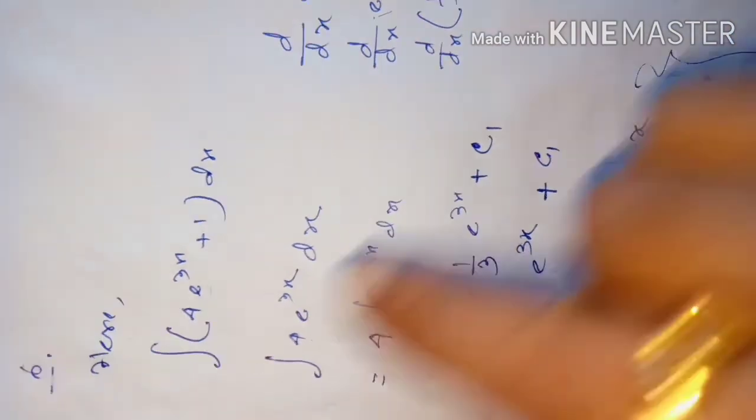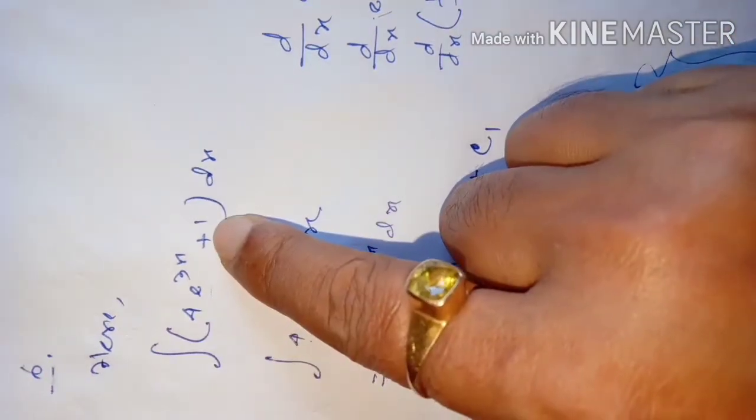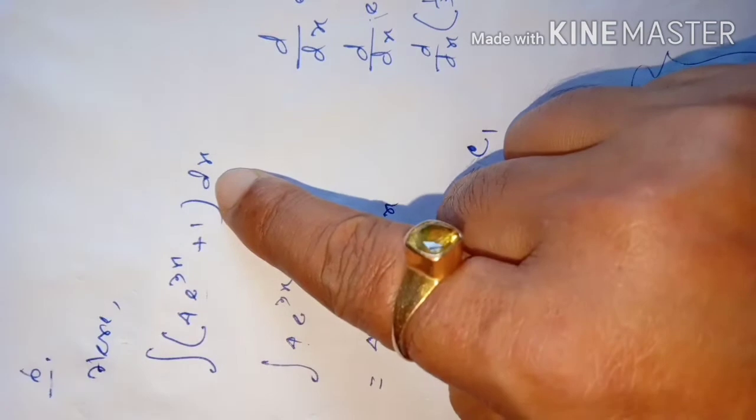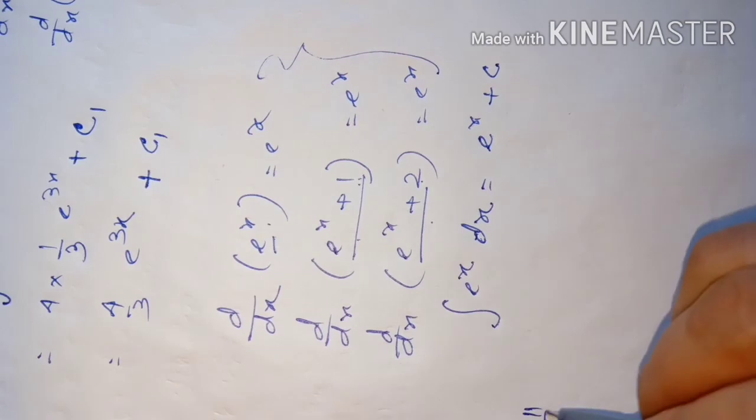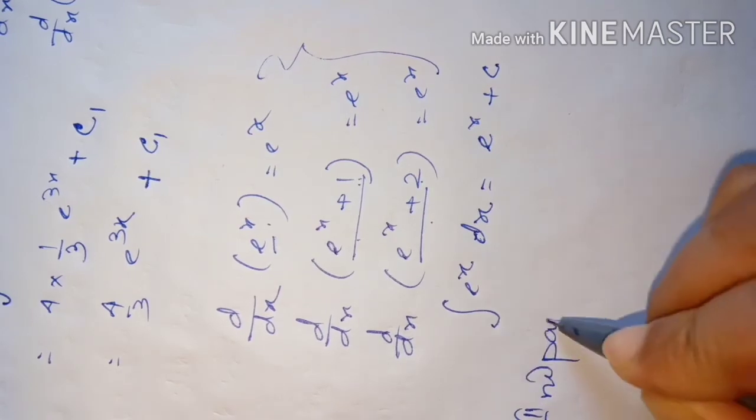Now dear students, second part is what? 1. Antiderivative of 1, 1 with respect to x. No? So that we can write this as you see. Again, so second portion is, second part. The first part is this one.